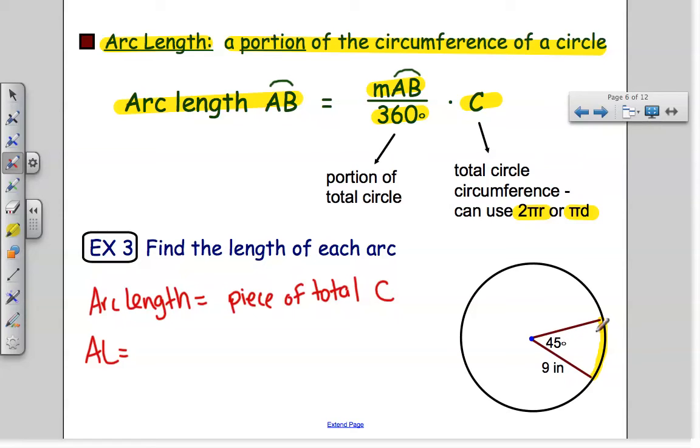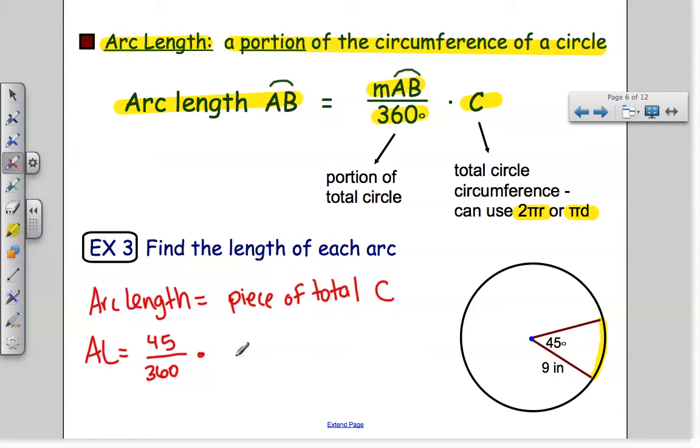What portion? Well, I'm looking at a 45-degree arc out of 360 degrees. So that's my portion, right? The measure of the arc that I'm looking for, 45 degrees, out of 360. Now that's a piece of the total circumference.